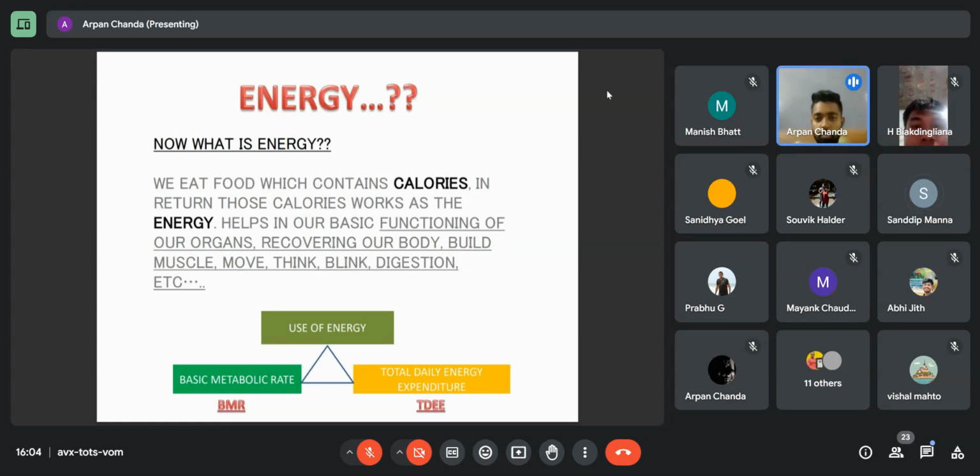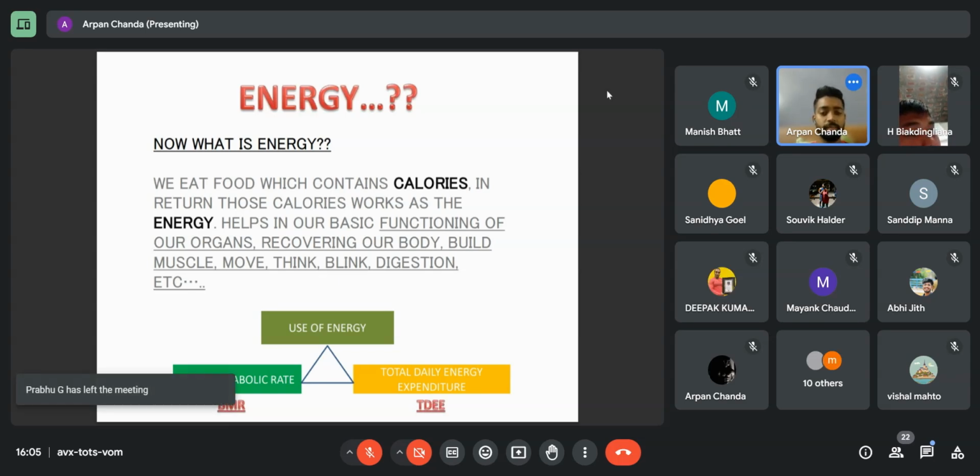Okay, so BMR is a variable which varies from person to person. And what is BMR? The minimum amount of energy that is required by the body to function. So if we are sleeping, that time also our body requires some energy to work. That is called BMR, basic metabolic rate, which does not include your daily movements, your exercise, your work, and everything.